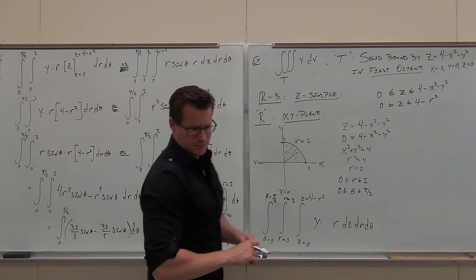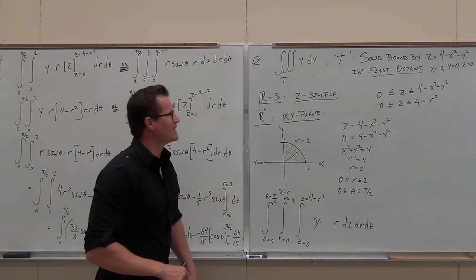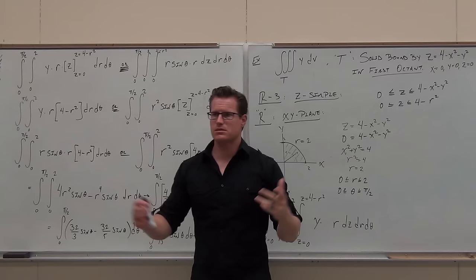Now, what did we just find with all this nastiness? If that's a mass density function, we just found the mass of that region. That's the whole shebang. That's exactly what we're doing. Should be okay with this.